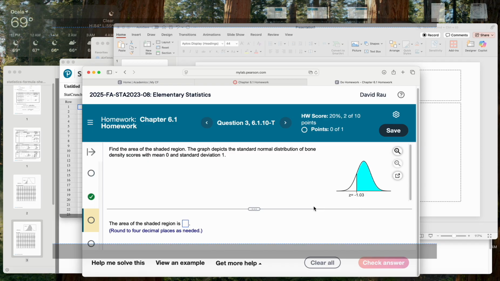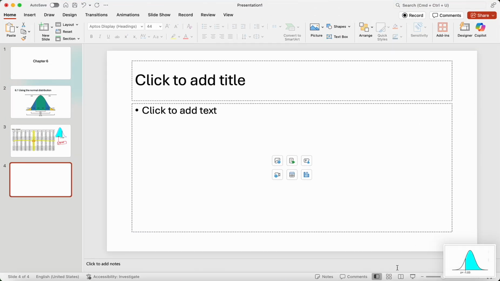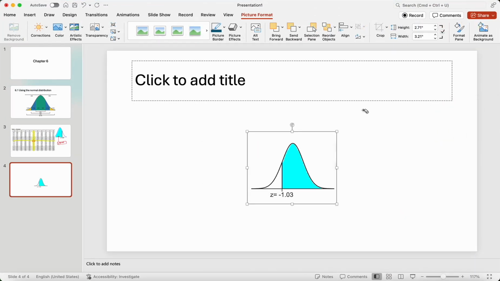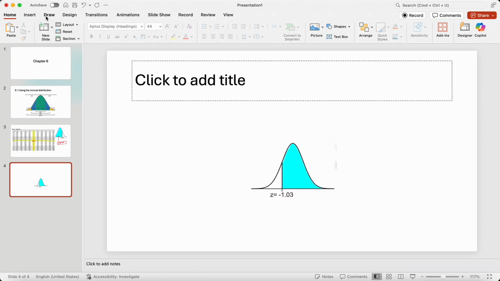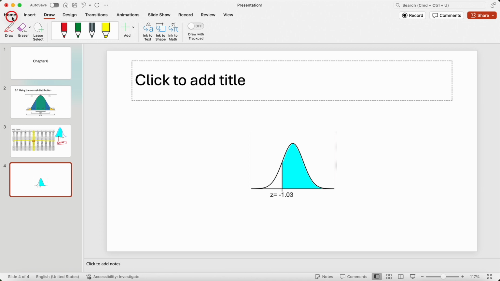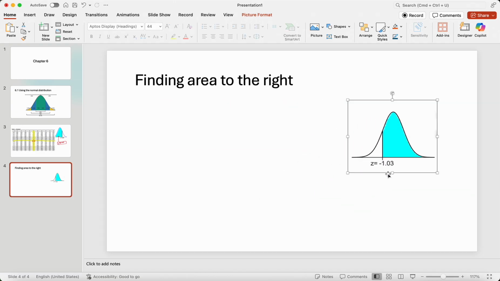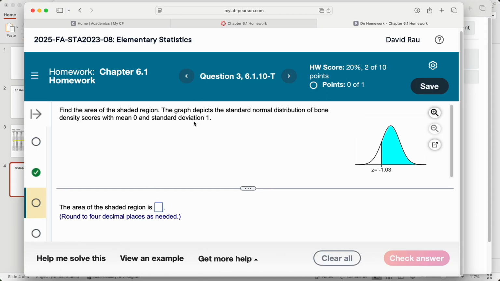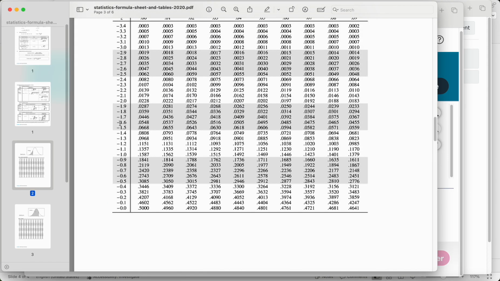Snip went away. Okay, next question. Now notice this time, here's the trick here, is the area is going to the right. So that's going to change things. To find the area to the right, I'm still actually going to find the same z-score that's written on here. So I'm going to go to the table, and I'm going to find negative 1.04.